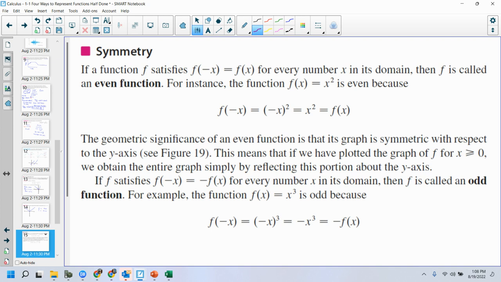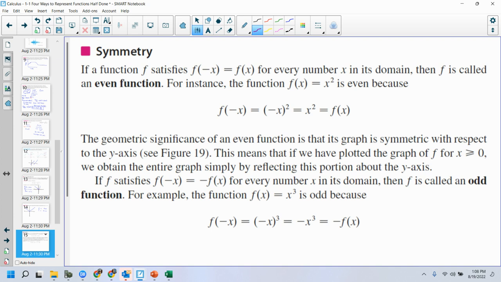Okay, so let's talk about even symmetry. If a function f satisfies this statement, f of negative x is equivalent to f of x. What's that mean? That means that if I plug in an x value, it's the same as if I plugged in negative x, right? It comes out the exact same for every number x in its domain. If that happens, then it's even.